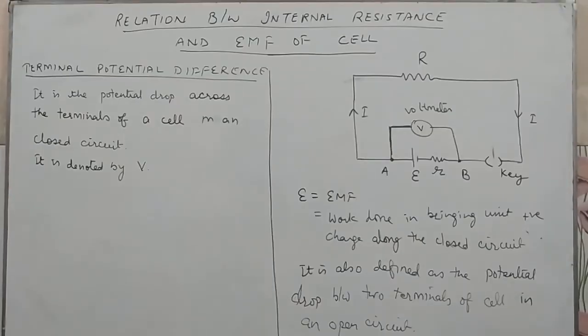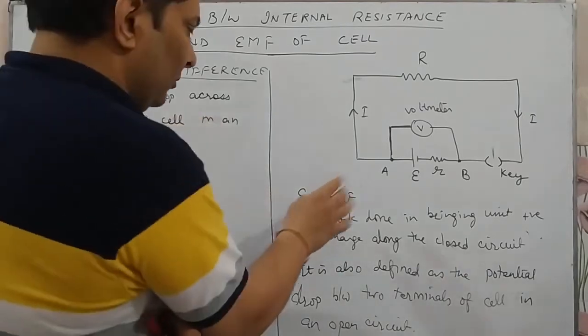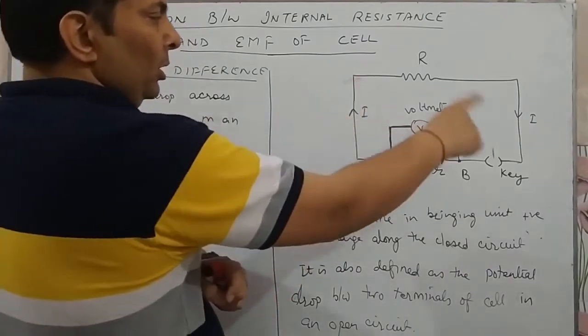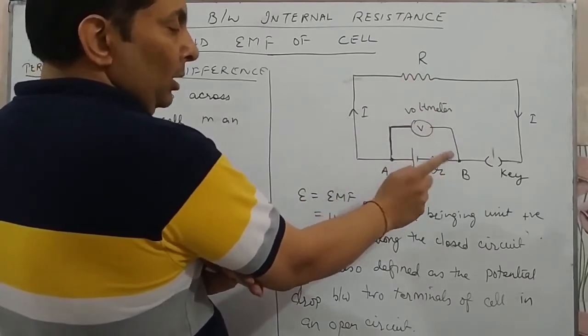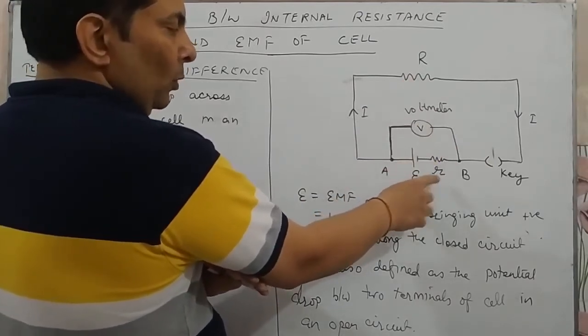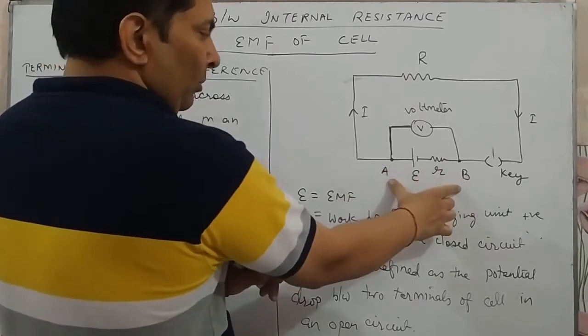Okay, we start the next topic. It is the relation between the internal resistance and EMF of a cell. So let me remind you about the definitions of EMF and other terms. First of all, what is EMF? To explain this, we have drawn a circuit here. This is a cell whose internal resistance is small r. It is connected between two points A and B.